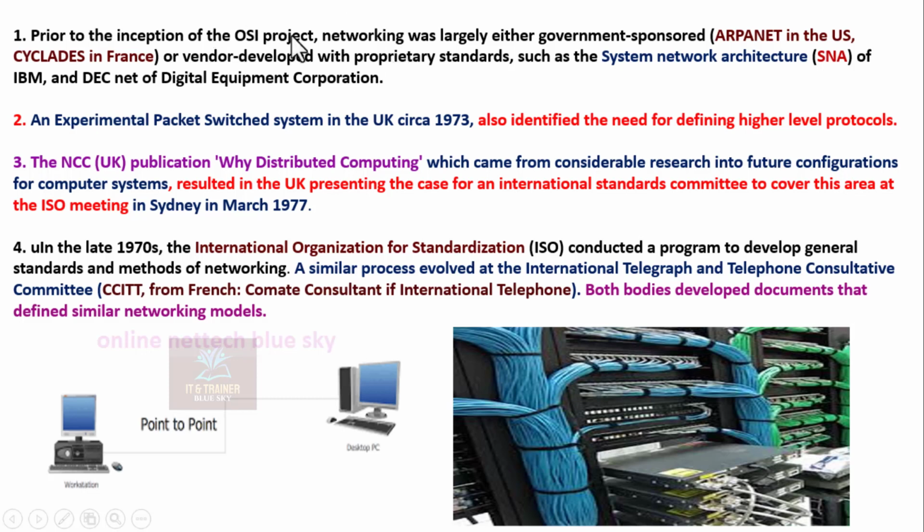The OSI project is a kind of structure of the network: how data travels, how data is transferred, and how you receive and send data. In 1970, the International Organization for Standardization, ISO, was involved. ISO conducts programs and develops general standards for networking methods. The work started in 1970 and by 1973 there were packet switches. This is a higher level of protocols, created in 1977 when ISO began its work.